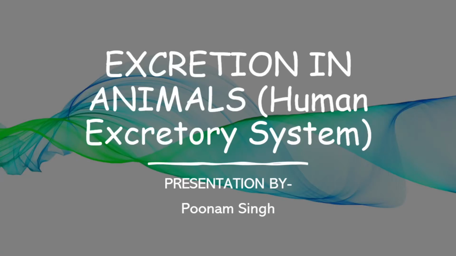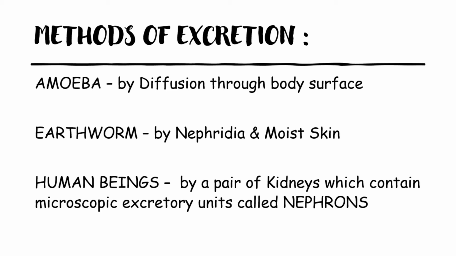Excretion in animals, human excretory system. Different animals have different organs of excretion. For example, in amoeba, which is a single-celled animal, the waste material carbon dioxide is removed by diffusion through the cell membrane, but nitrogenous waste like ammonia and excess water are removed by contractile vacuole.